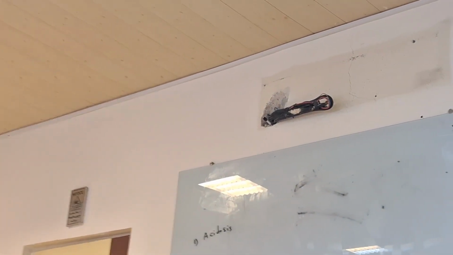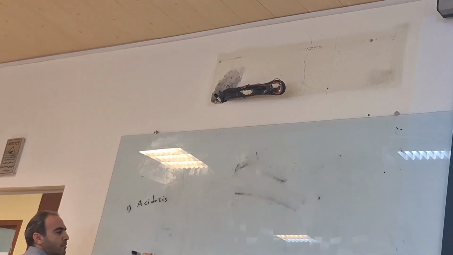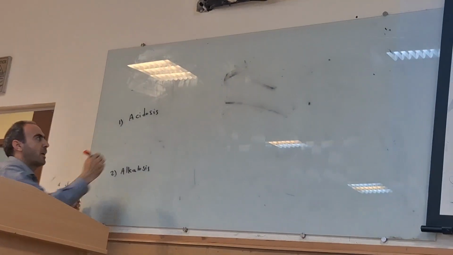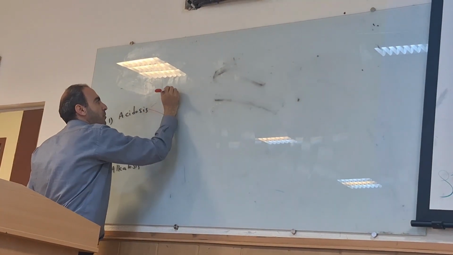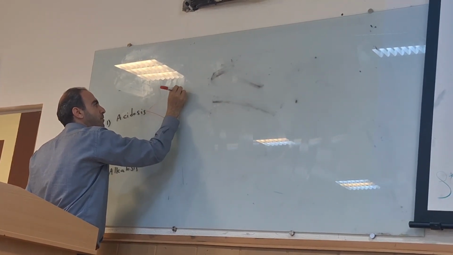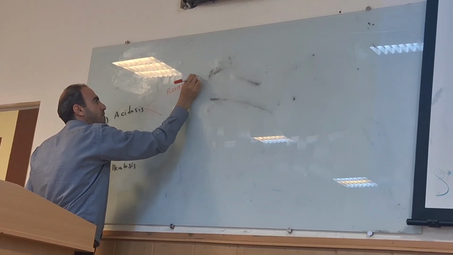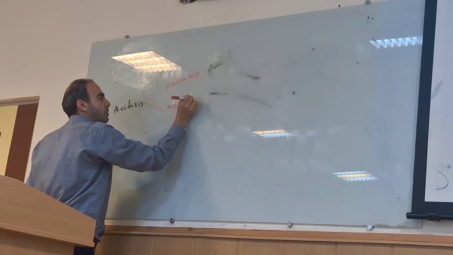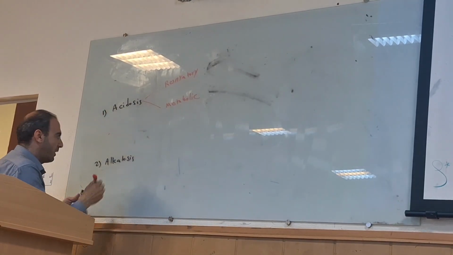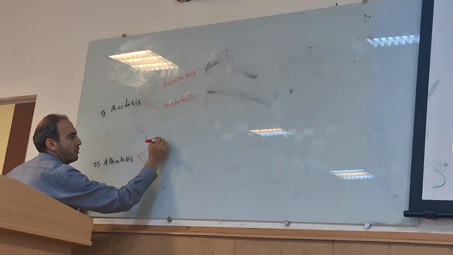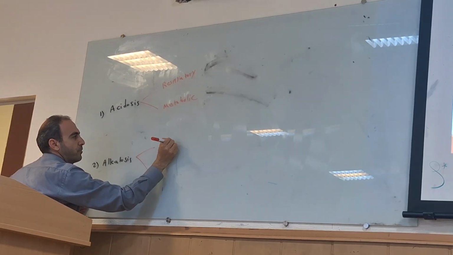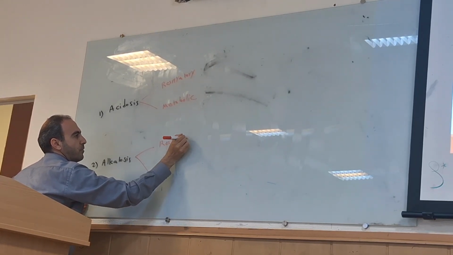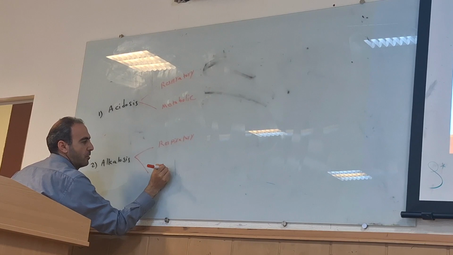Alkalosis. Acidosis can be two types: respiratory and metabolic. And also alkalosis can be two types: respiratory and metabolic.